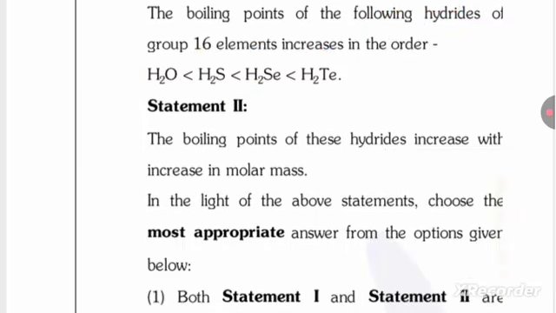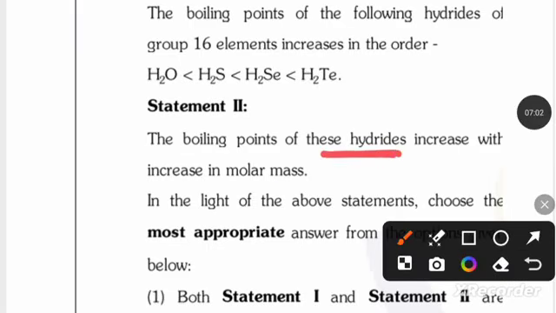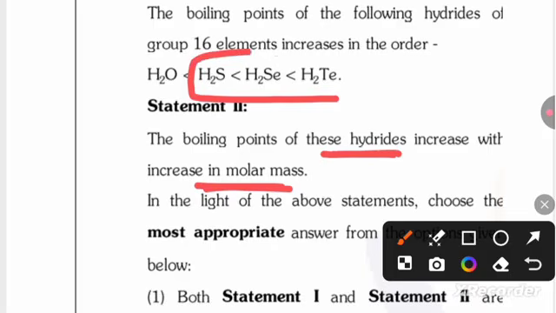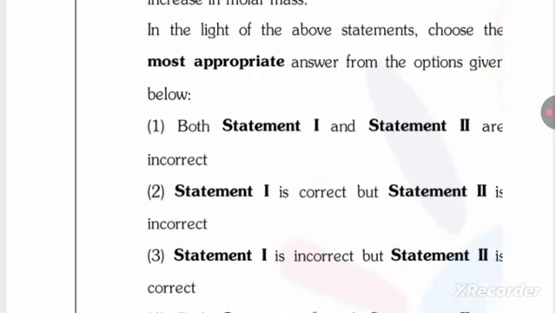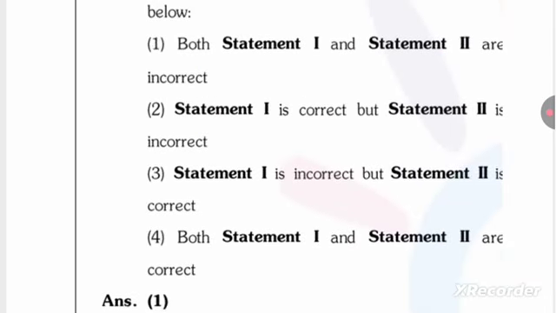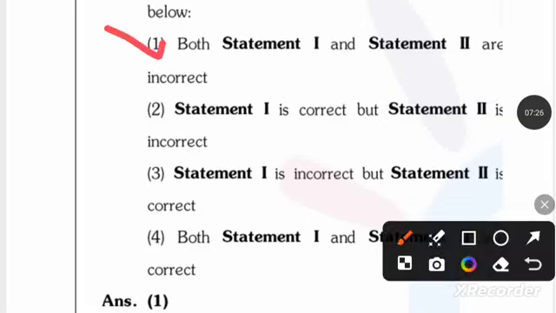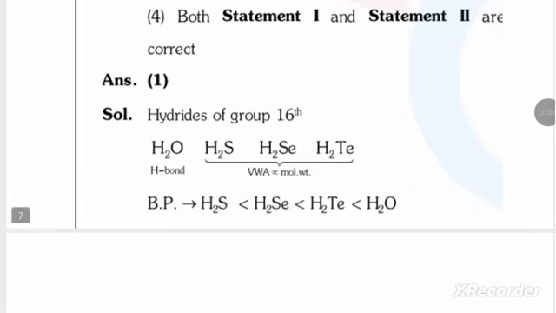Let us go to statement 2. The boiling point of these hydrides increases with the molar mass. So this is true in the case of these three hydrides, sulfur, selenium and tellurium. Boiling point increases with increasing molar mass, but this is not true for water. So both statement 1 and statement 2 are incorrect, because water has a higher boiling point compared to the other hydrides.